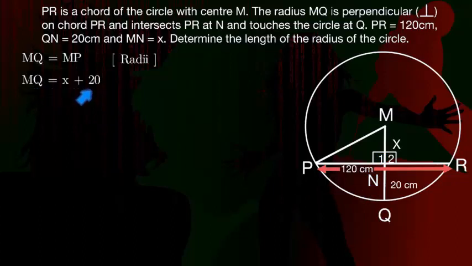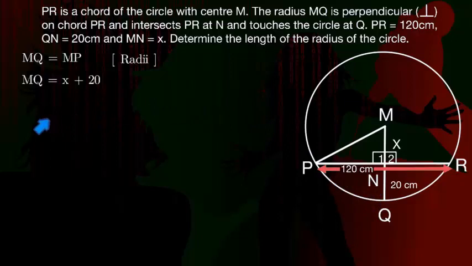Now why do we want to do that? Because we have two radii. If we can determine this radius in terms of X, then we can equate this radius with this radius, determine X, and then we can just take this X plus 20 and we have the real length of the radius. So here we go.